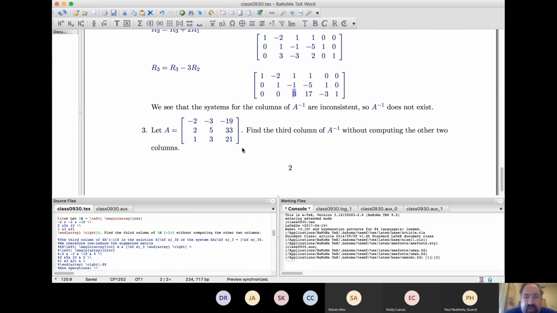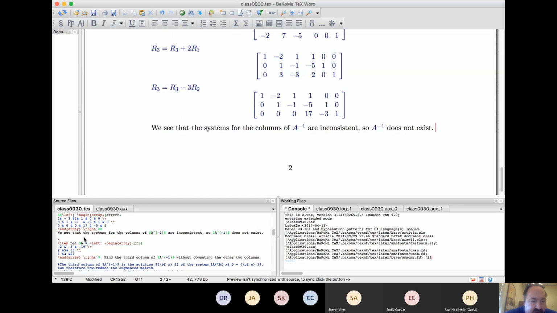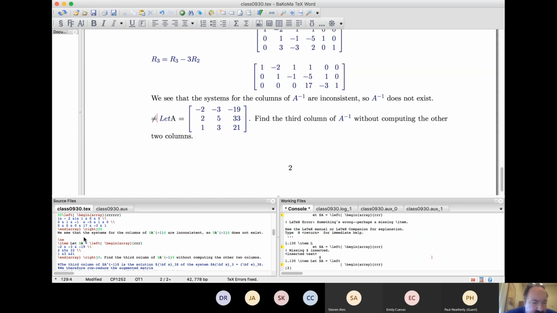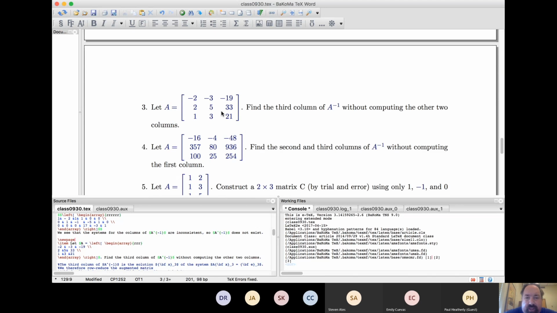So in that problem, the intent was to try to find the entire inverse. But as I mentioned earlier, you can actually find the inverse one column at a time, or just find particular columns of the inverse without going to the trouble of getting the whole thing. So that's what this next problem is about. So we have a 3 by 3 again, and we're just going to find one column of the inverse and not bother with the other two. And then the next problem is the same way. Find the second and third columns.